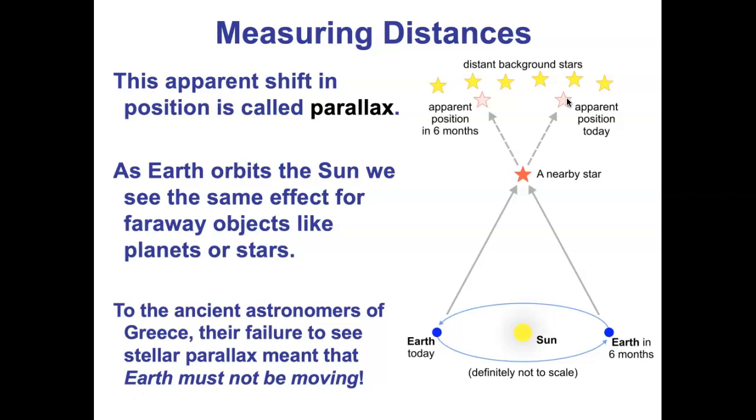The Big Dipper always looks like the Big Dipper. Orion's belt always looks like Orion's belt. The stars don't move relative to each other over the course of the year. At least not to the naked eye.